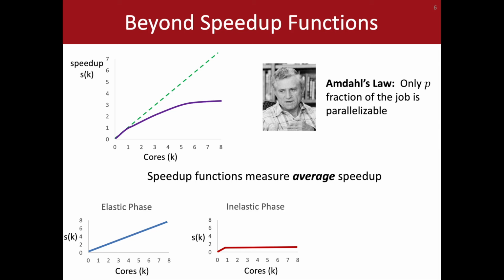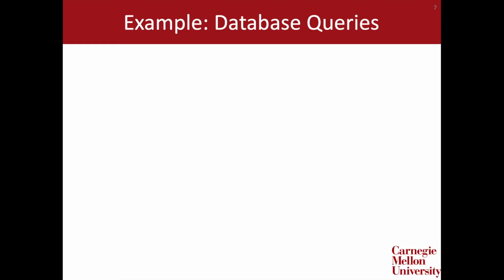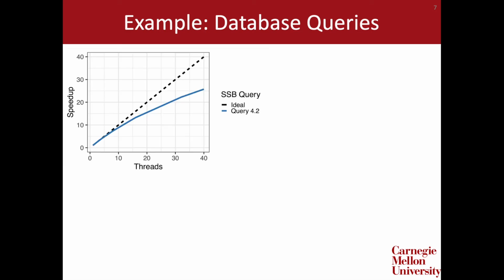Note that a job consisting of these phases could still exhibit an average speedup function that's consistent with the speedup function model, despite the fact that the job never really followed this purple speedup function at any one moment in time. If we return to our example of queries running in an in-memory database, we can see that this is exactly what's happening in this case. I went and measured the speedup function for a query from the Star Schema Benchmark running in the open source NoisePage database. It exhibits a speedup function that's concave and sublinear, like what we would expect from Amdahl's Law.